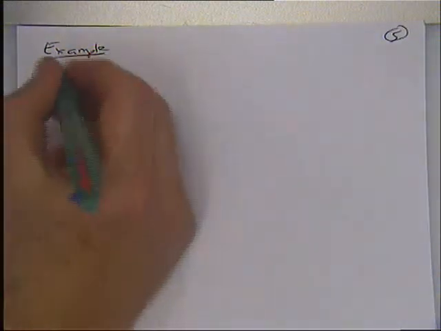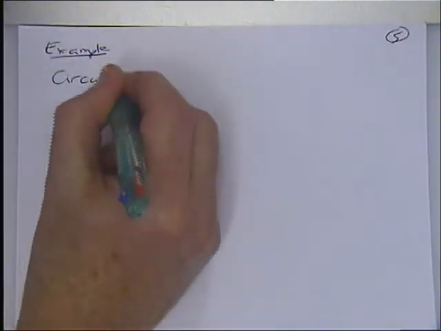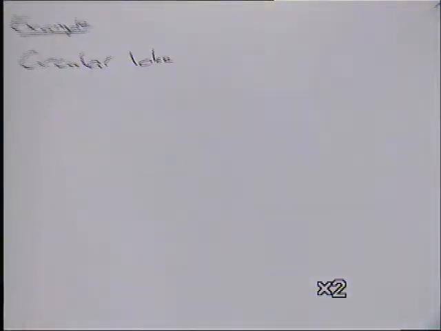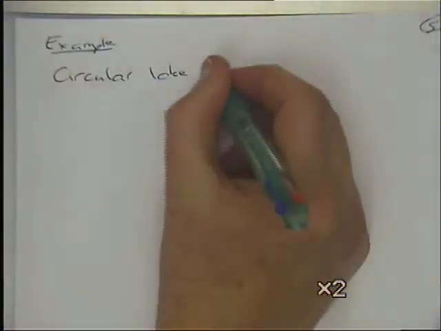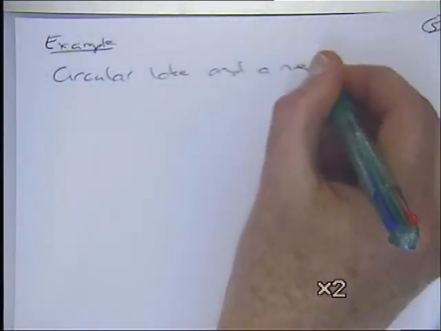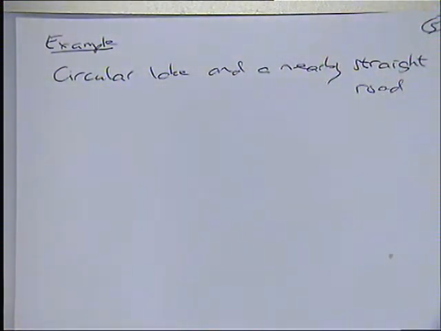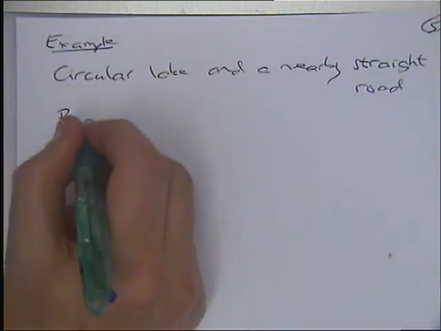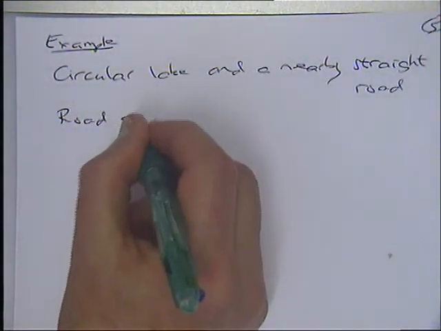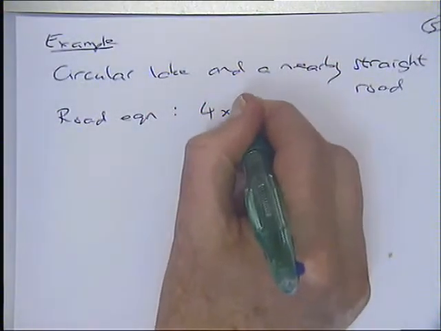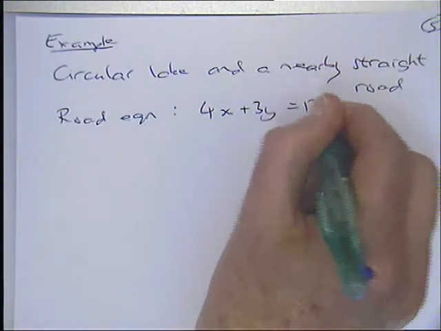Next example. This time we are having a circular lake, and a nearby straight road. And somebody has decided they know the equation of the road. The equation of the road is 4x plus 3y equals 12.